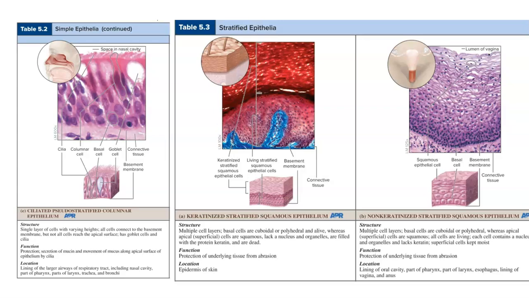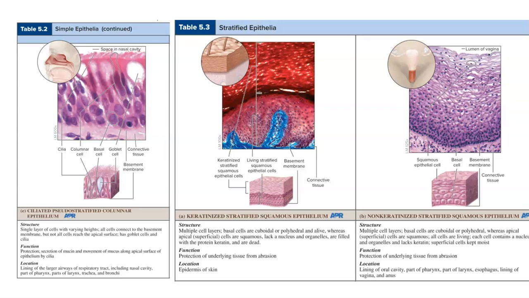So we have two types of stratified squamous epithelial cells, keratinized and non-keratinized. With the keratinized, the superficial layers are composed of cells that are dead. So they don't have a nucleus, organelles, but they're filled with a protein called keratin. That's a tough protective protein that helps to strengthen tissues. So the outer layer of our skin, the epidermis, is made of keratinized, stratified, squamous epithelial tissue. We also have non-keratinized. Well, that's pretty easy to figure out, right?